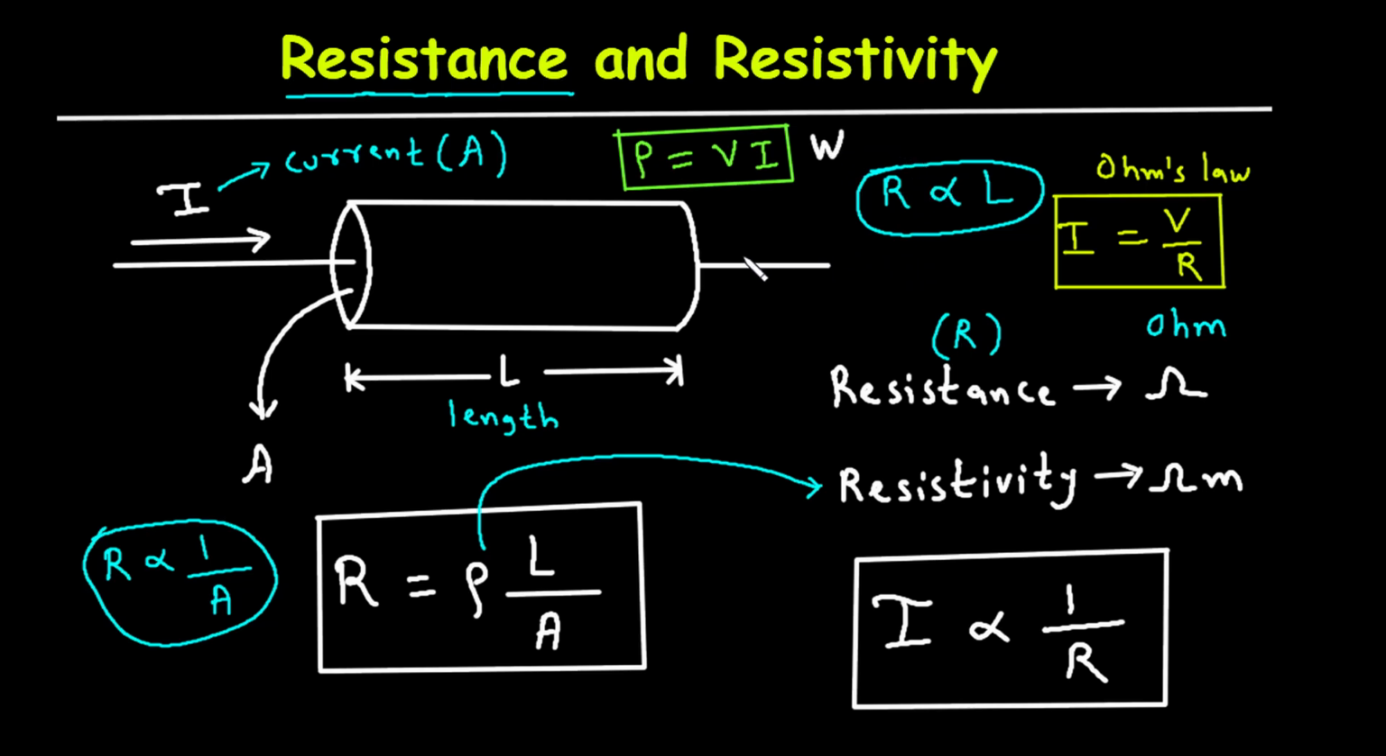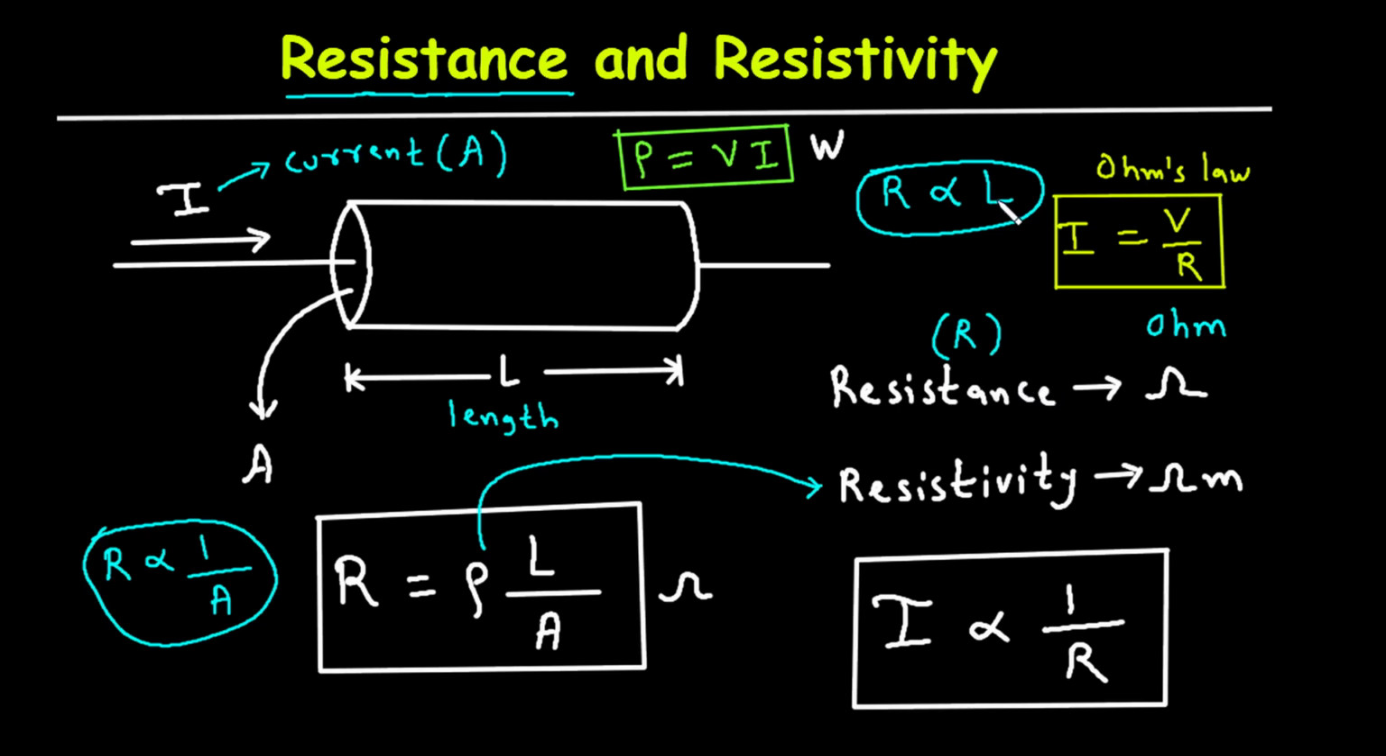Resistance. Resistance, denoted as R, is a measure of how much a material opposes the flow of electric current. The unit of resistance is the ohm, symbolized as omega. Think of resistance as friction for electric current. It slows down the flow. The resistance of a conductor depends on several factors.